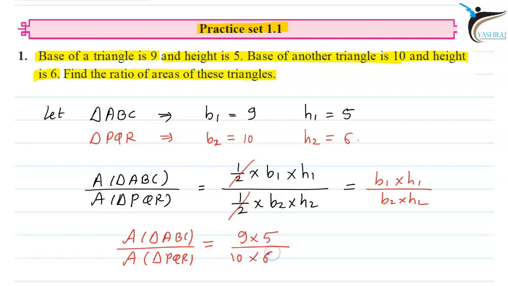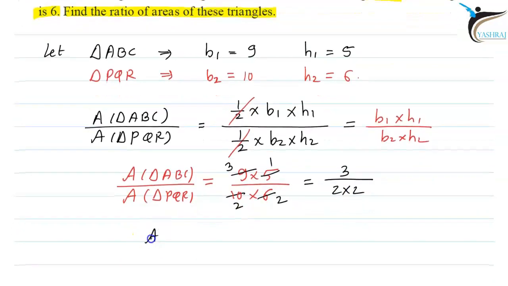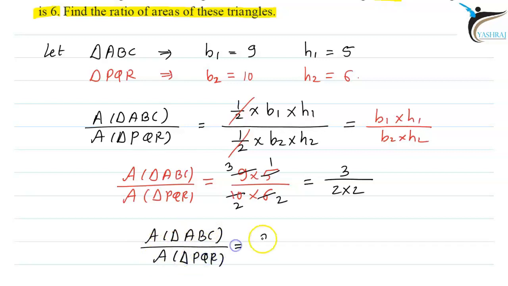into 6. Now 3 twos are 6, 3 threes are 9, 5 ones are 5, 5 twos are 10. So we remain with 3 divided by 2 into 2. 2 into 2 becomes 4. So here we are getting area of triangle ABC divided by area of triangle PQR equals 3 divided by 4.